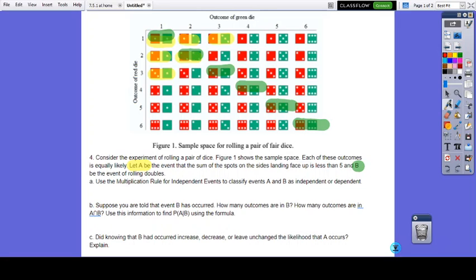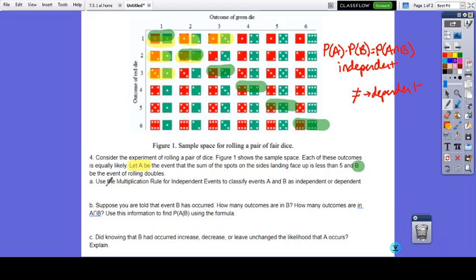Use the multiplication rule for independent events to classify events A and B as independent or dependent. So a reminder here, if the probability of A times the probability of B is equal to the probability of A intersect B, if those are equal, then these are independent events, okay? If they're not equal, then that means that they're dependent, okay? Essentially, the idea is that we don't have to worry about whether it's the probability of B given A or the probability of B to give us the independent or dependent, okay?